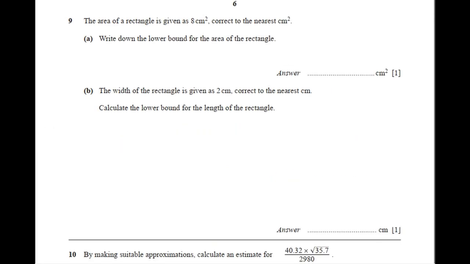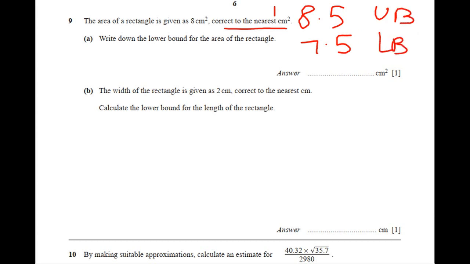Question number 9. The area of a rectangle is given as 8 centimeter square, correct to the nearest centimeter square. So this question is related to upper bound and lower bound. So directly from the first statement I should know that my upper bound will be 8.5. How? Because this is 1 centimeter square. We divide it by 2, we get 0.5. When we add 0.5 to 8, we get 8.5. And when we subtract 0.5 from 8, we get 7.5. So this is the upper bound of the area, this is the lower bound of the area. Write down the lower bound of the area of the rectangle. So we already have our answer, 7.5 centimeter square.